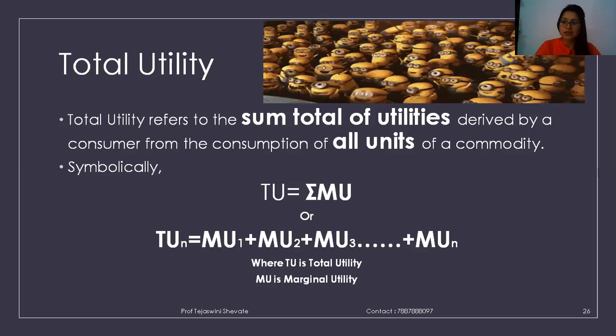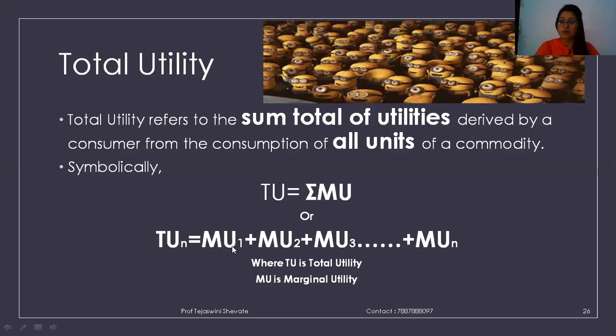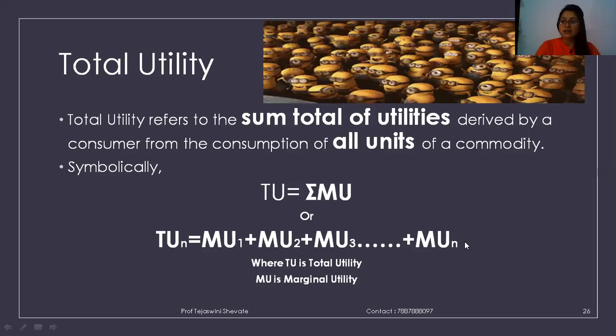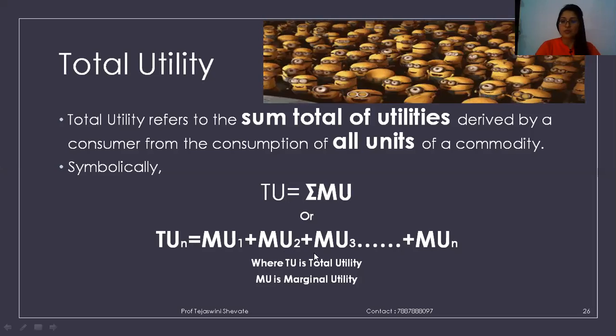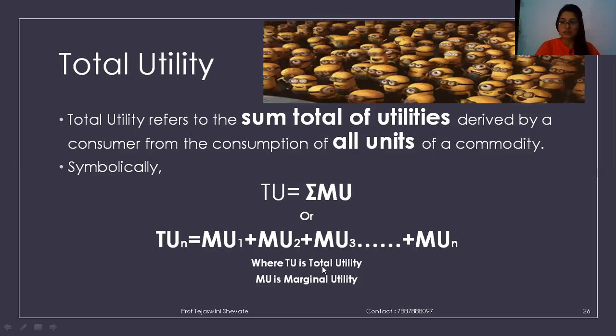There's one more formula to derive total utility. Total utility of n is equal to marginal utility of 1, plus marginal utility of 2, plus marginal utility of 3, until marginal utility of n. Here TU is the total utility and MU is the marginal utility. For example, if you want to find out the total utility of 10 mangoes, n is the total number of the particular commodity that you consume.